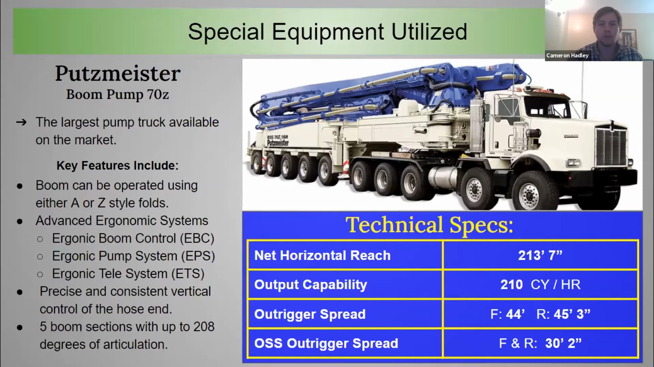The reason that we chose this truck was because we wanted to pump the concrete from a truck on land rather than doing any of the pouring from a barge. So the net horizontal reach of 213 feet and 7 inches allowed us to do that. And the output capability of this truck is 210 cubic yards per hour.